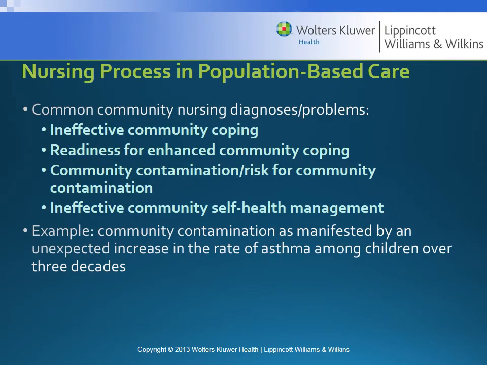Common community nursing diagnoses or problems for population-based care are ineffective community coping, readiness for enhanced community coping, community contamination or risk for community contamination, ineffective community self-health management. An example would be community contamination as manifested by an unexpected increase in the rate of asthma among children over 3 decades.